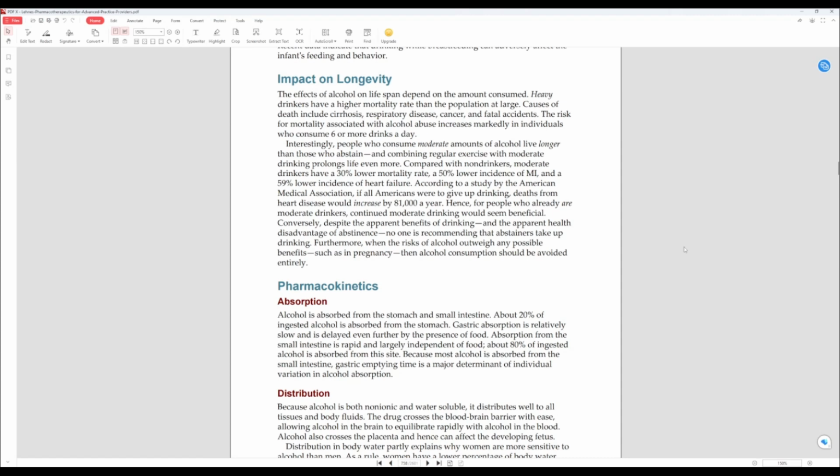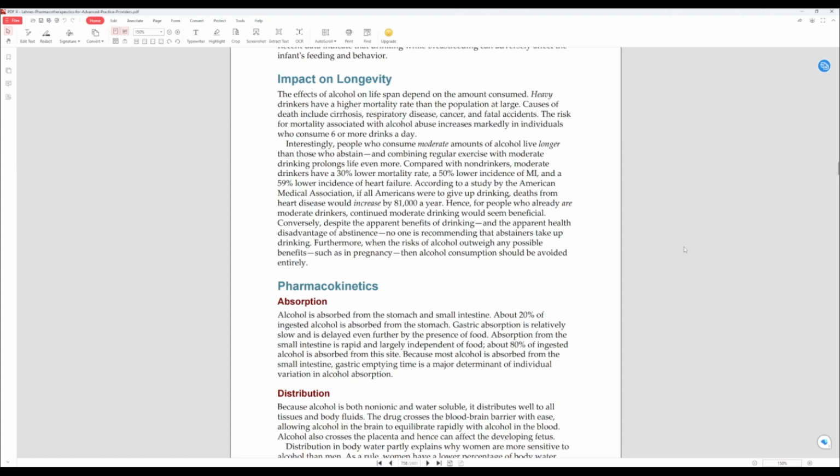Compared with a non-drinker, moderate drinkers have a 30% lower mortality rate, a 50% lower incidence of a myocardial infarction, and a 59% lower incidence of heart failure. According to a study by the American Medical Association, if all Americans were to give up drinking, death from heart disease would increase by 81,000 patients a year. Therefore, for people who are already moderate drinkers, continued moderate drinking would seem beneficial. Conversely, despite the apparent benefits of drinking and the apparent health disadvantage of abstinence, no one recommends that abstainers take up drinking.